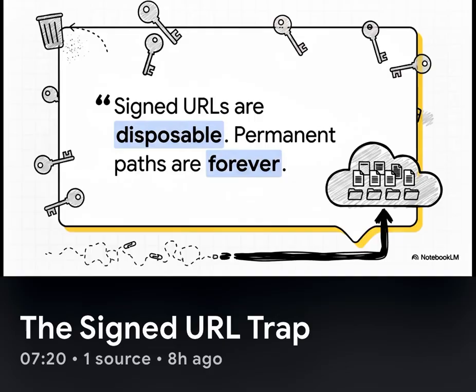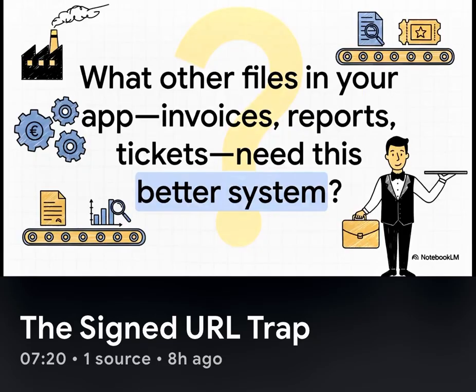Look, if you only remember one thing from all of this, let it be this sentence right here. Signed URLs are disposable. Permanent paths are forever. That's it. Build your entire system around that one simple truth, and you'll be golden. We've been talking a lot about QR codes here, but this pattern is so much bigger than that. It's incredibly powerful.